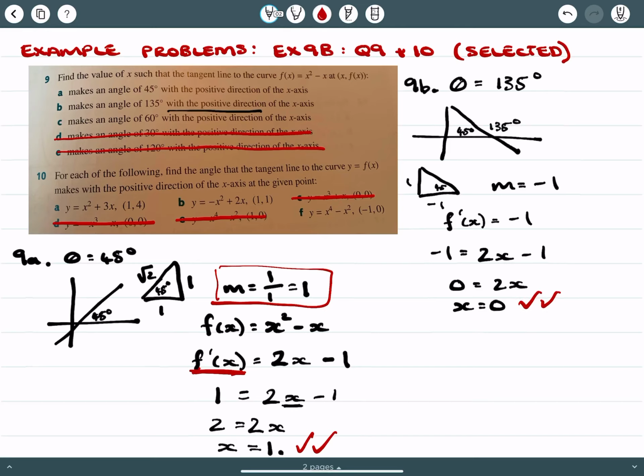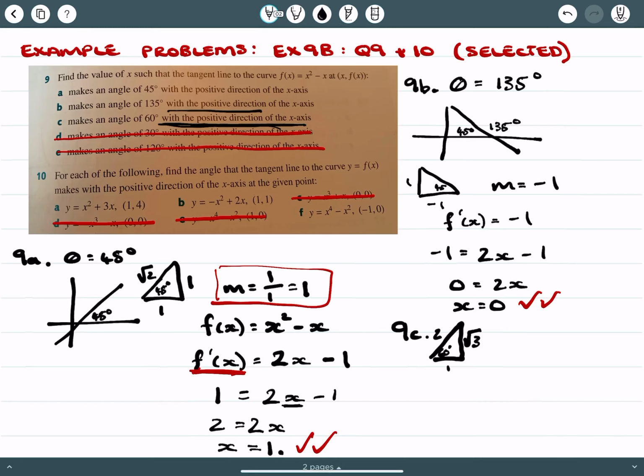If I look at 9c, and hopefully I have enough room to do this, this one says 60 degrees, and it's in the positive direction of the x-axis, so I can keep that as it is. With my 60 degree angle, I'm going to have root 3, 1, and 2, because I know my exact values with the identity triangles, so I can just use them to my advantage. What I'm going to say here is that my gradient is root 3 on 1, which is just root 3.